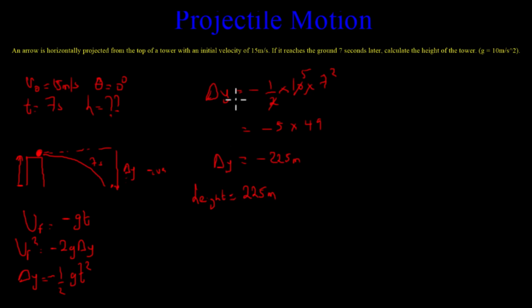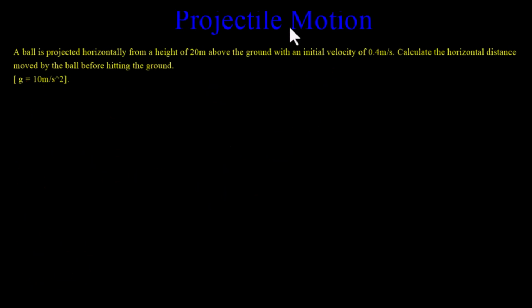All right. So for our second question, we're told that a ball is projected horizontally from a height of 20 meters above the ground with an initial velocity of 0.4 meters per second. We're asked to calculate the horizontal distance moved by the ball before hitting the ground. Just like we did in the previous question, we're going to sketch what is actually happening, then write down our parameters and see how best we can solve it.